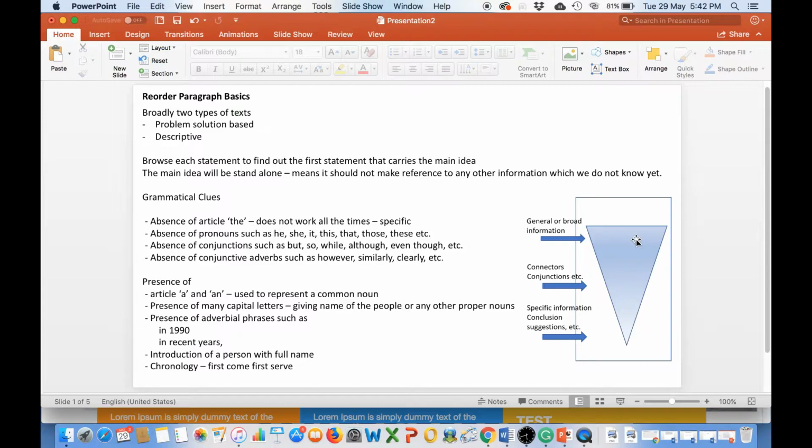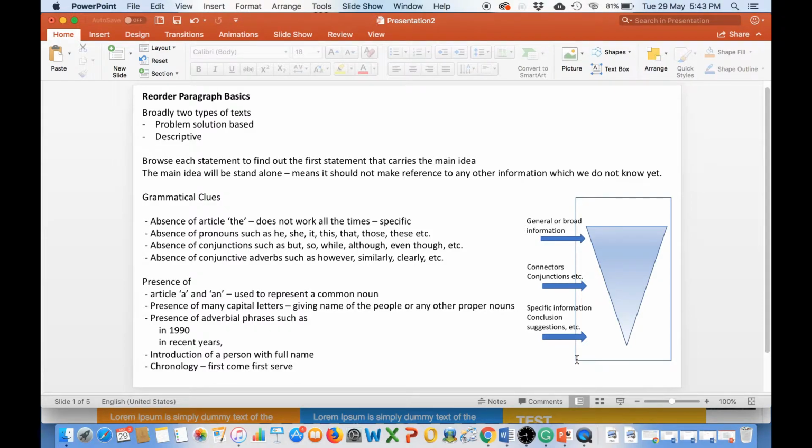As we move down the page, you use all those connectors and conjunctions in this part, and then again the same sort of thing, but the most important part is the information found at the end. That's the most specific information. It could be either a conclusion or some sort of suggestion. So keep this in mind, which is just the basic of academic writing, and it will help you to some extent to understand the reorder paragraphs as well.